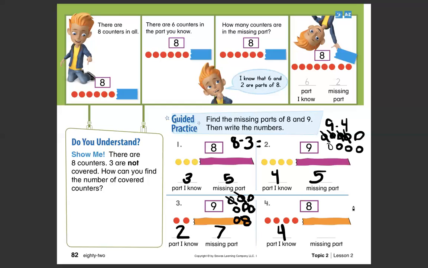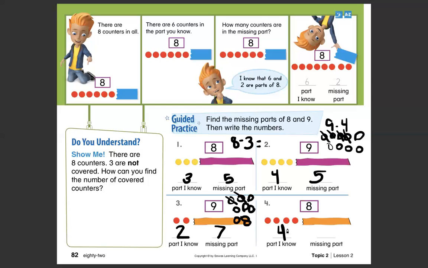Wait, there's something different about this one. Can anyone think of it? Did I hear someone say it? I did. This could be a double. Now we talked about doubles a while ago, so let's refresh your brains. Doubles is when you add 2 of the same number to equal a new number, so it's even.